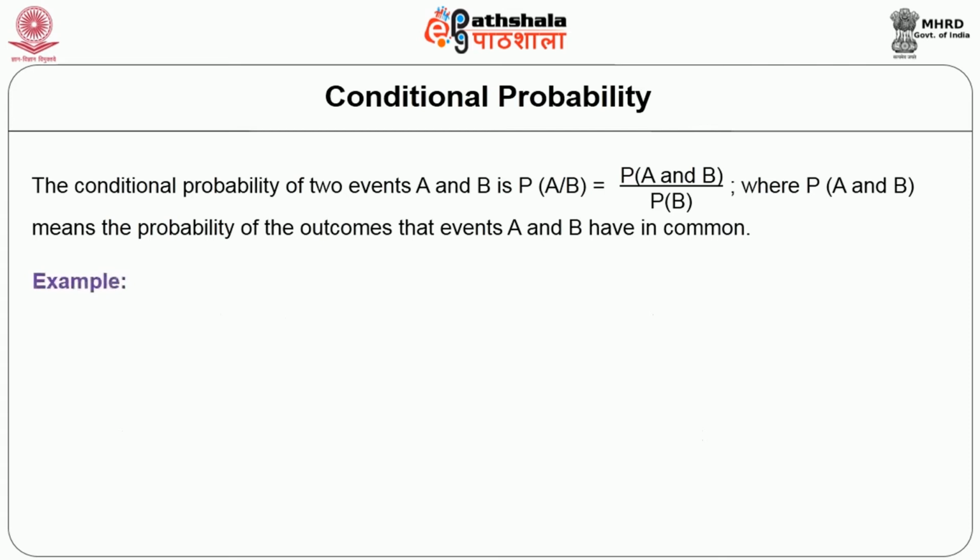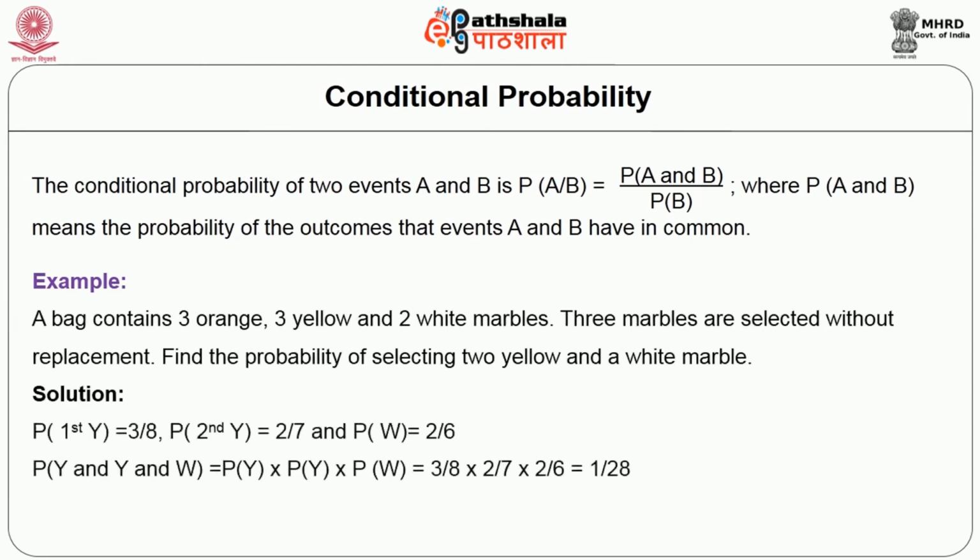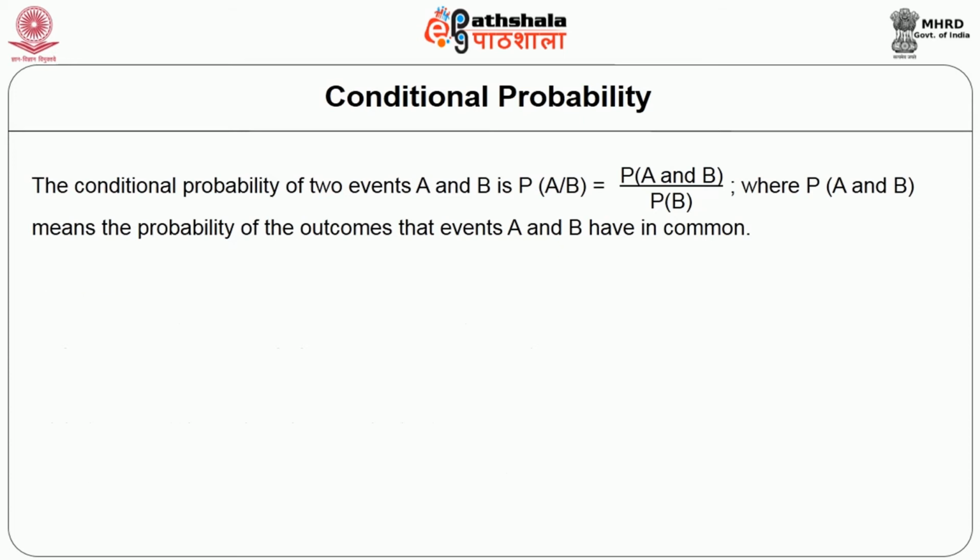Now let us understand one more example of probability distribution. A bag contains 3 orange, 3 yellow and 2 white marbles. Three marbles are selected without replacement. Find the probability of selecting 2 yellow and 1 white marble. You apply the same formula, the probability of A intersect B, and you will get the result. Let us go to the next example.